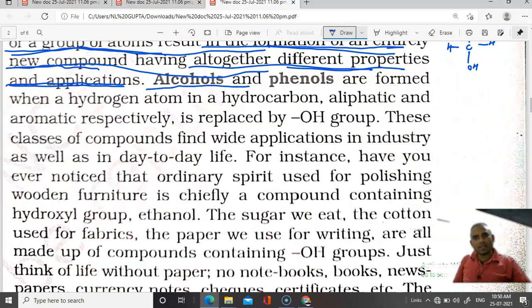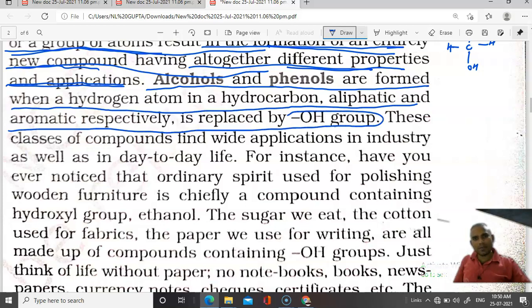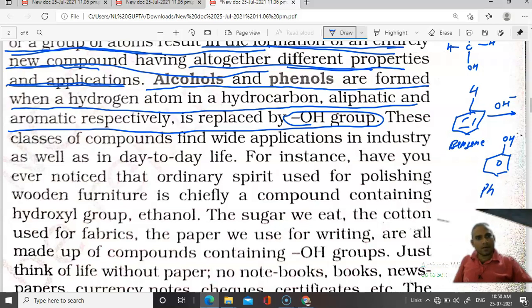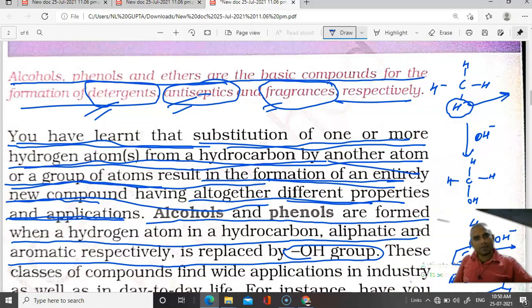They are saying alcohols and phenols are formed when a hydrogen atom of a hydrocarbon, aliphatic and aromatic respectively, is replaced by an OH group. So, repeating, suppose we have the benzene ring, where there is hydrogen, and if you replace it with an OH group, the compound you get is phenol. Similarly, on the upper side, the hydrogen of methane is replaced by an OH group, and what we get is alcohol.